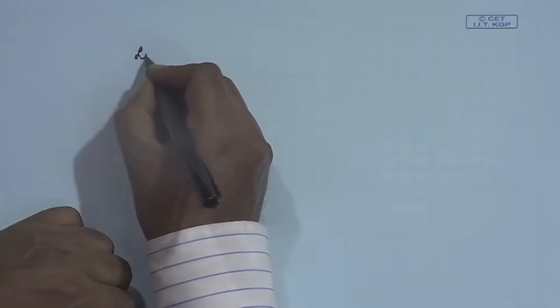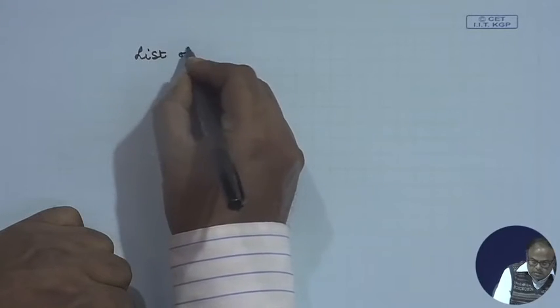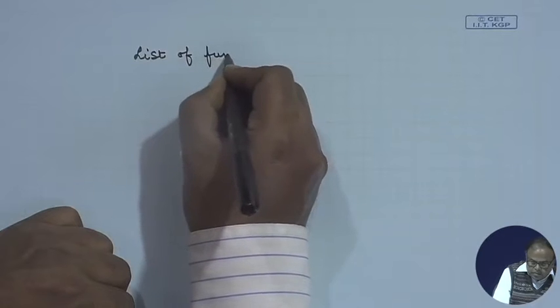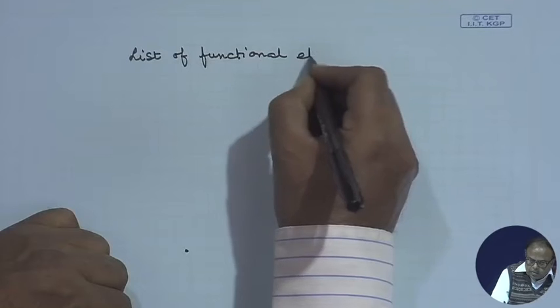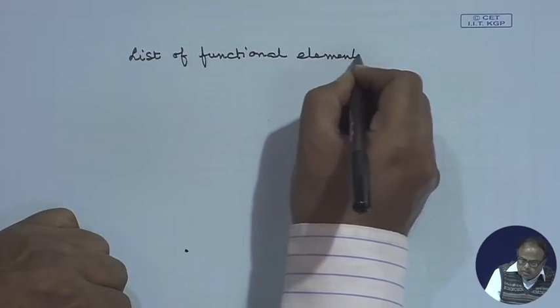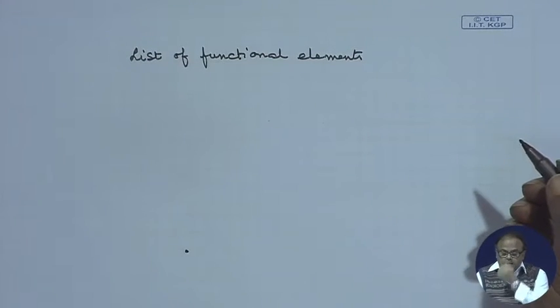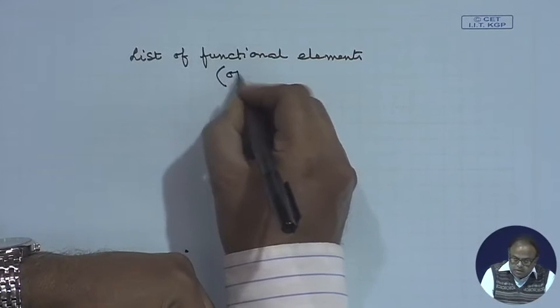Now, when we do hardware software partitioning, we will have two things. One is the list of functional elements, and list of functional elements means the operators.